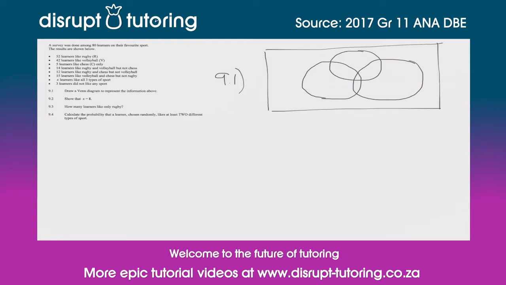My advice here is always to start specific and then get less specific. We know we're going to have rugby, volleyball, and chess. What we're going to do first, we know that the most specific value here is the one right in the center, and that is equal to x. So we've got an x right in the center.